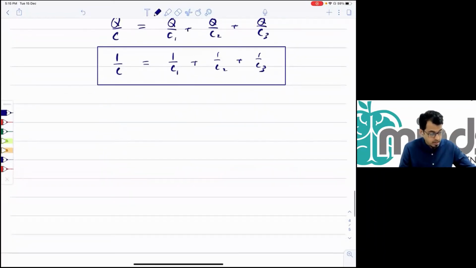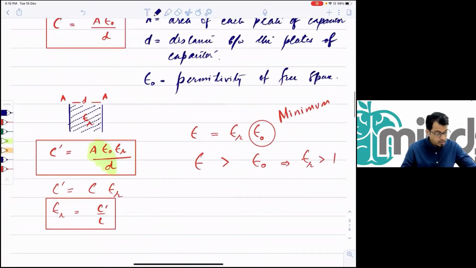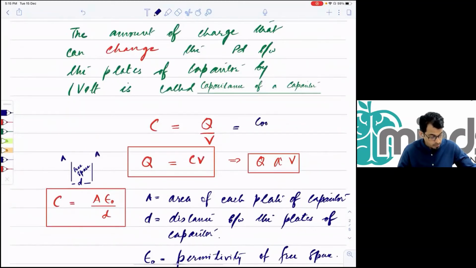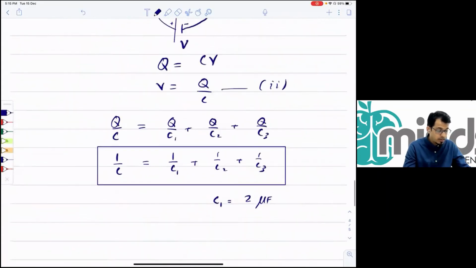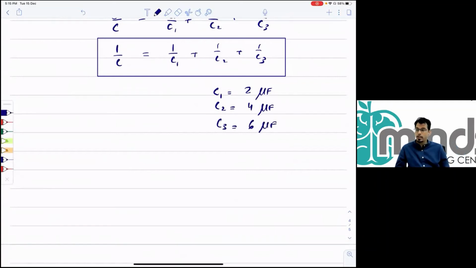If C1 is, let's say, 2 microfarad. By the way, I forgot to mention the unit of capacitance. Capacitance is coulomb per volt, which is known as farad. So C1 is 2 microfarad, C2 is 4 microfarad, and C3 is 6 microfarad.